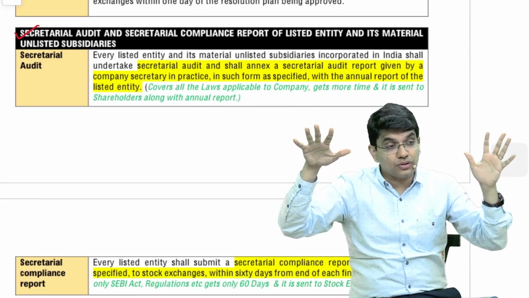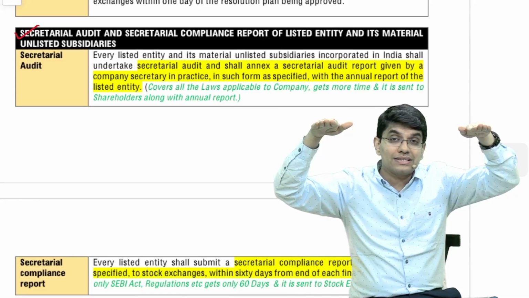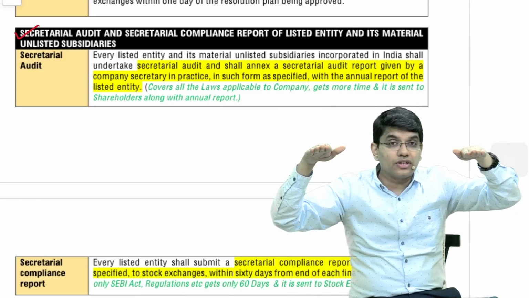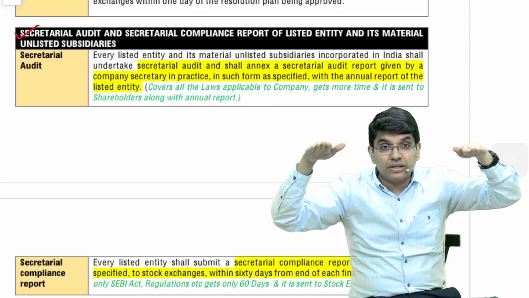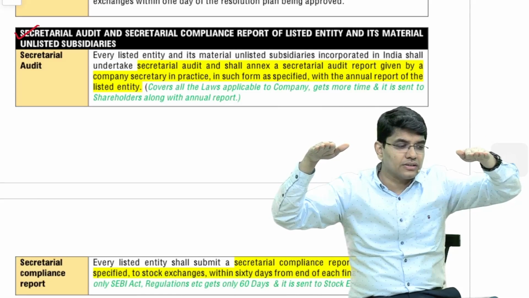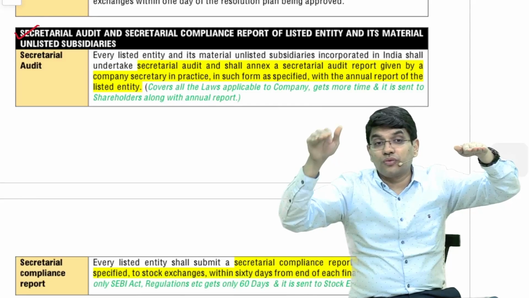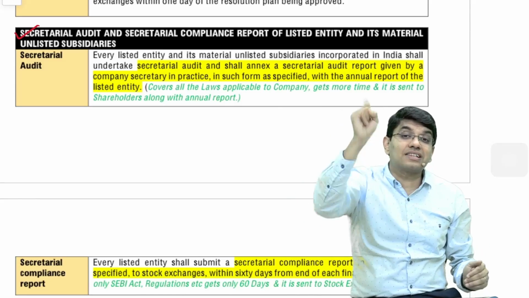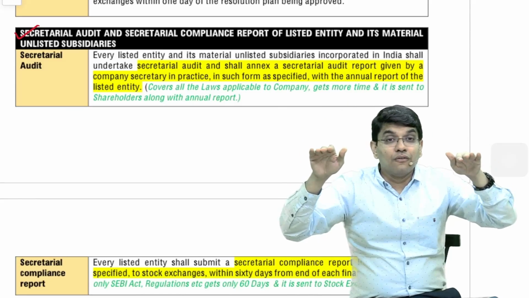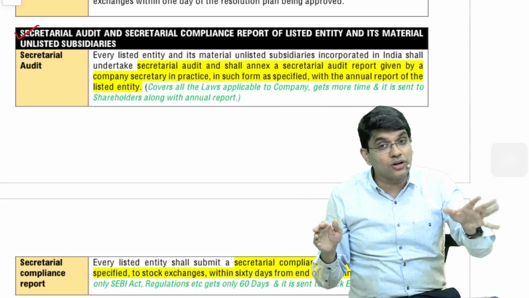Okay, secretarial audit report has a wide coverage, a lot of laws are involved. We check compliance of all the laws. Here it is only the SEBI Act and its rules and regulations. The secretarial audit report is submitted along with the annual report, so you get a lot of time to complete it and give the report. But when it comes to the secretarial compliance report, you get only 60 days from the end of the financial year. There's a difference: the secretarial audit report is sent to shareholders and included in the annual report.